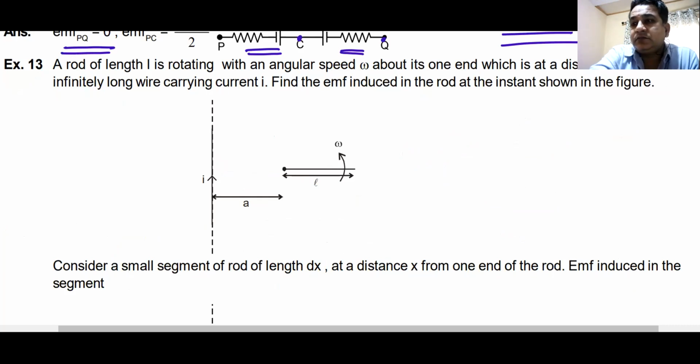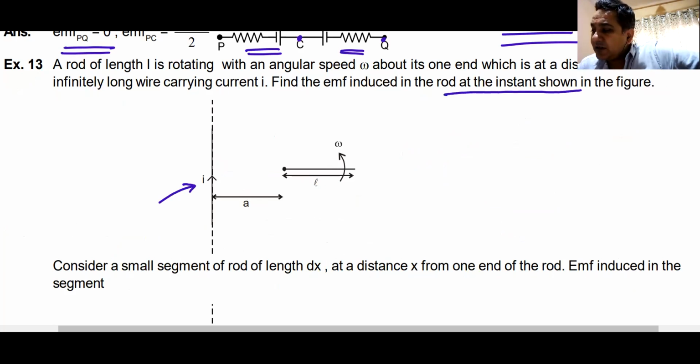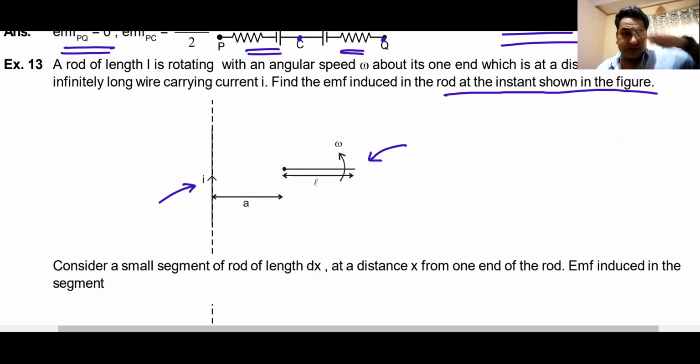Same question. Now I have placed an infinite wire carrying a current I. A rod of length L is rotating with an angular speed omega about its one end, which is at a distance A from an infinite long wire carrying current I. Find the EMF induced in the rod at the instant shown. So while the rod is like this, straight, you have to find out the EMF induced in the rod. What will be the answer in this particular case? I'll give you a minute to solve it.